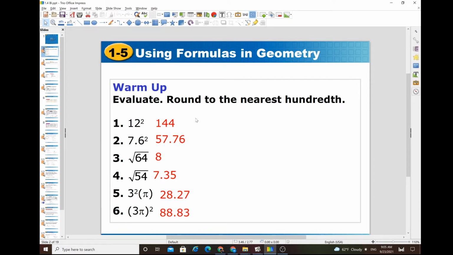So 12 squared is 144, 7.6 squared is 57.76. The square root of 64, obviously it's a perfect square number, is 8. And for the rest of the non-perfect square numbers, you probably have to do that with the calculator.